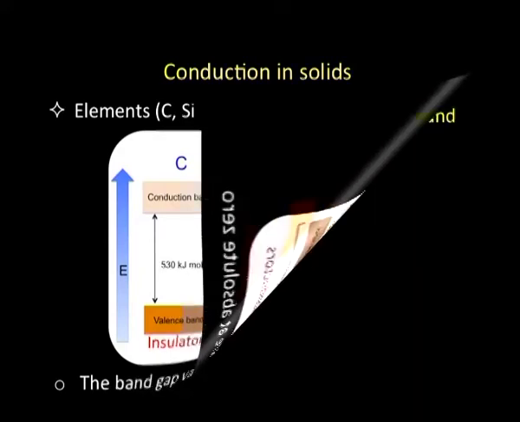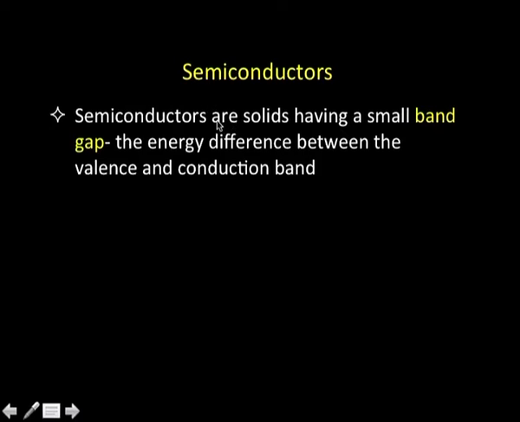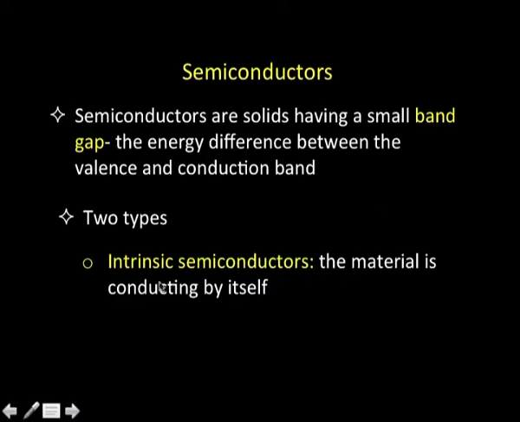Let us try to define what semiconductors are. Semiconductors basically are solids having a small band gap, that is, the energy difference between the valence and conduction band is very small. Okay. Further, if you look at the types of semiconductors, there are two types here. The first one is called an intrinsic semiconductor. An intrinsic semiconductor is, as the name suggests, something which conducts by itself. So, the materials which conduct by themselves are called intrinsic semiconductors. We will talk about this in detail in a short while.